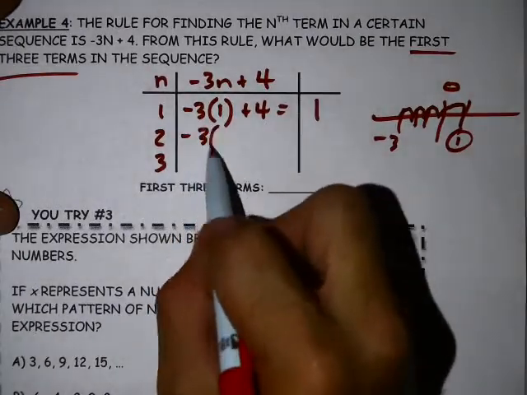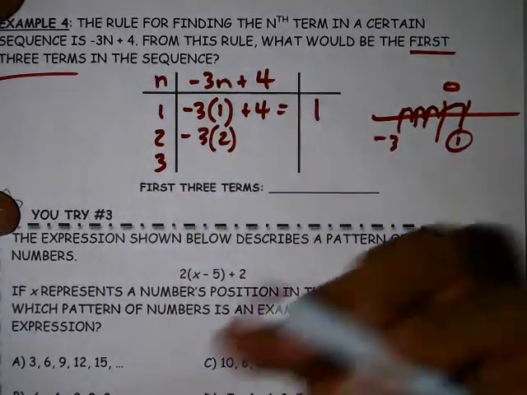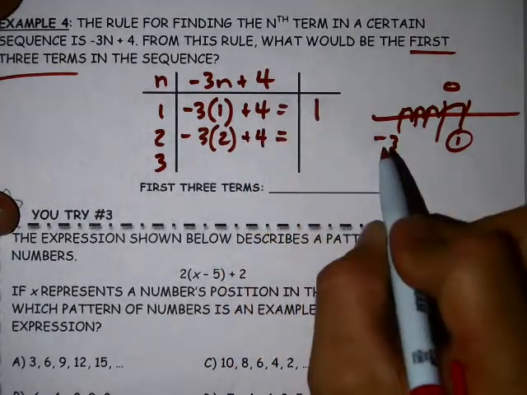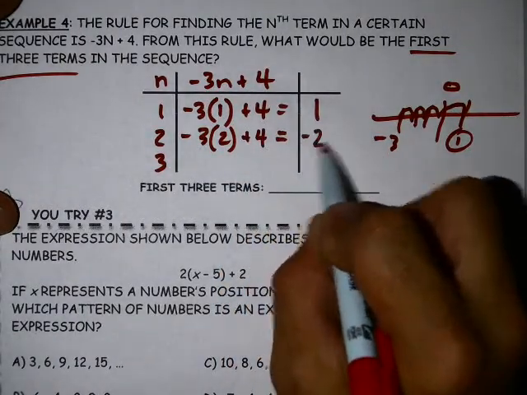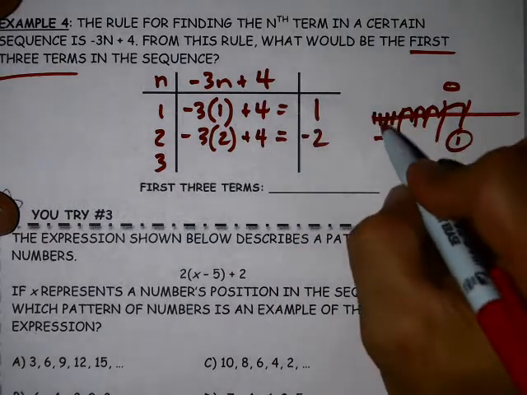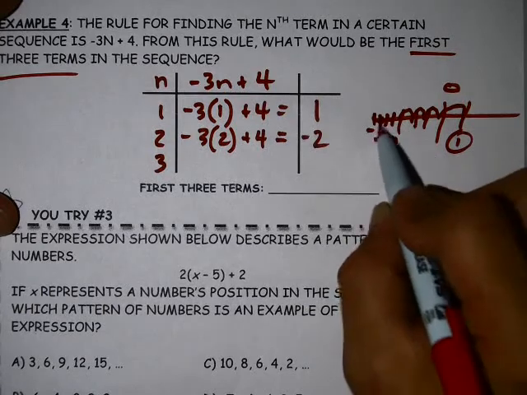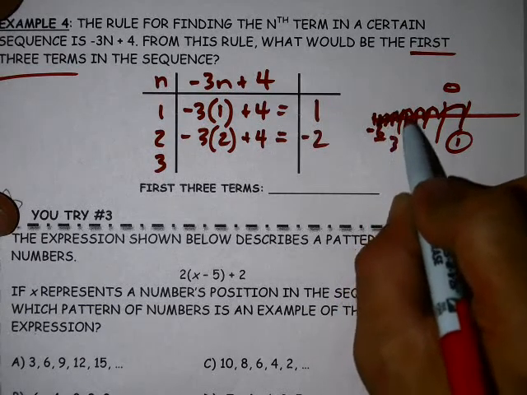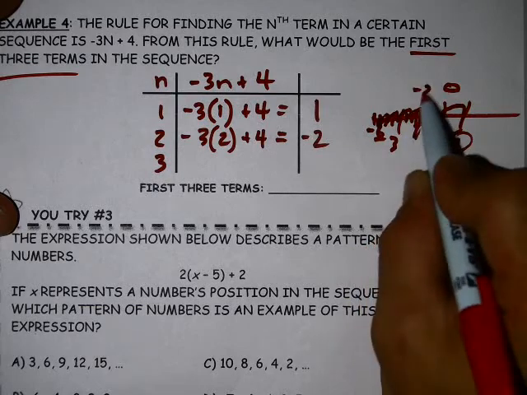For the second number, negative 3 times 2 is negative 6. And negative 6 plus 4 is what? It's negative 2. So same number line, now I'd be starting at negative 6, which is down here. Okay, I'm going to add 4. 1, 2, 3, 4. That puts me at negative 2.